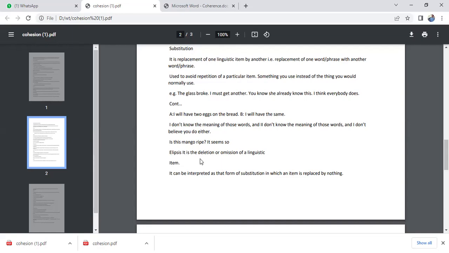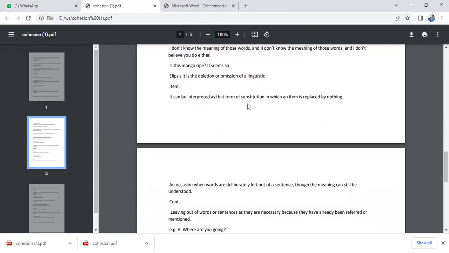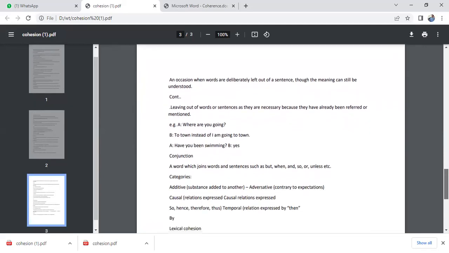Ellipsis. Now coming toward ellipsis. Ellipsis is actually the deletion or omission of a linguistic item. Sometimes we omit words. And there is a difference between substitution and ellipsis. In substitution we actually replace a word, but in ellipsis we delete or omit that word and we do not replace it with another word. It can be interpreted as that form of substitution in which an item is replaced by nothing. We do not replace anything over here in ellipsis, remember this.